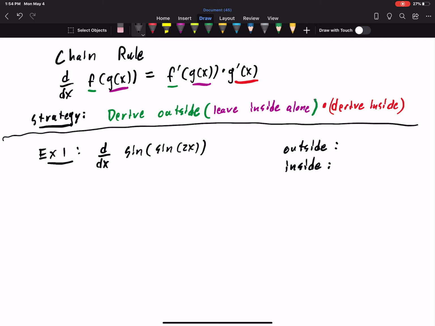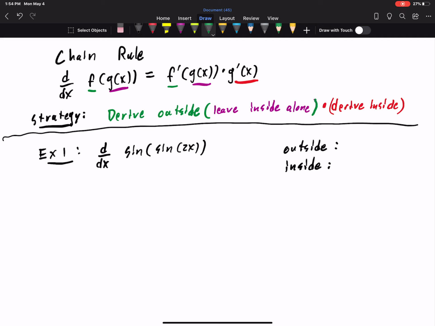In this case, it's three functions. You can have as many functions composed as you like, and this will all work the same way. It's just a matter of keeping your work straight. All right? So let's first identify the outermost function. That's how this is going to work. Identify the outermost function first.